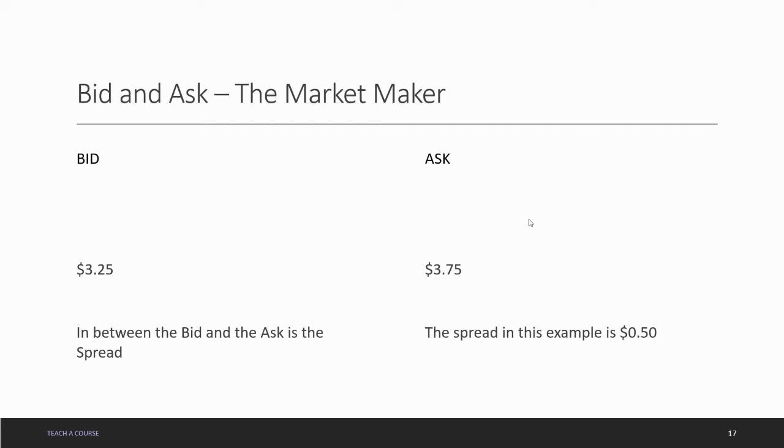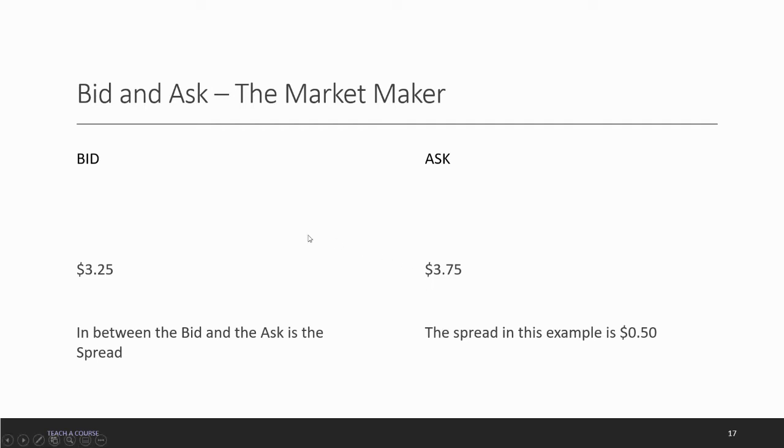Anytime you are going to purchase or sell a stock, or purchase or sell an option, there's going to be a bid and an ask price. The ask price is what the seller is hoping to get for that sale. The bid is what you would be looking at if you were the seller. There is a difference between the bid and the ask. In this example, the bid is $3.25 and the ask is $3.75. The difference between $3.75 and $3.25 is what we call the spread. The spread here is 50 cents.